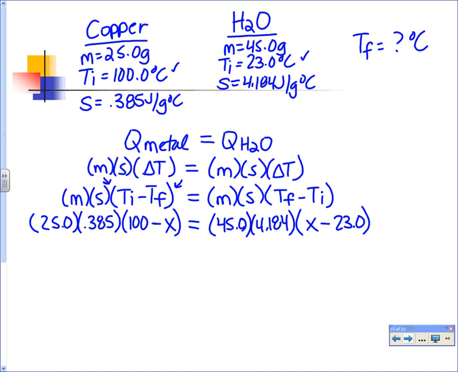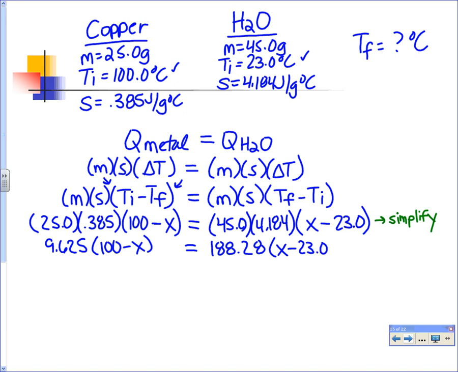So mathematically, the very first thing you want to do here at this step is to simplify. So I'm just going to put a little note out here. So you remember, what are we going to do with this step right here? We're going to simplify it. And the way I'm going to simplify it is first, on both sides, multiplying the mass and the specific heat together. So I get 9.625 times (100 minus X) equals 188.28 times (X minus 23.0). So now I've got a little bit simpler.